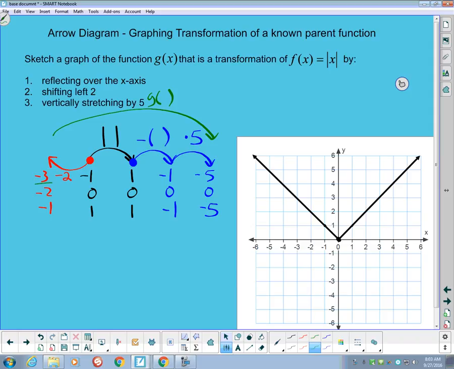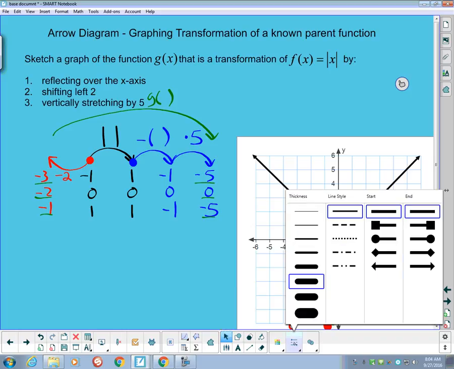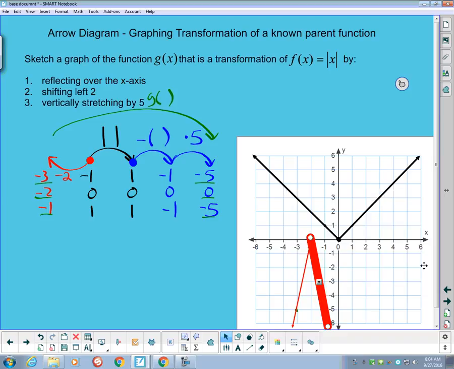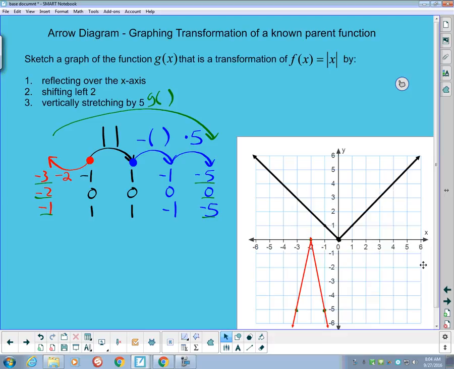So we put a point at -3, -5. We have a point at -2, 0, and that is where the vertex will be. And we have a point at -1, -5. That gives us target directions for what we're doing. I'll do this in red over here so that we can see it. And that's a really big red line. Let me shrink those lines up a little bit and make that a much thinner line, there on the end, and that one as well. And so that is where the transformed function goes.